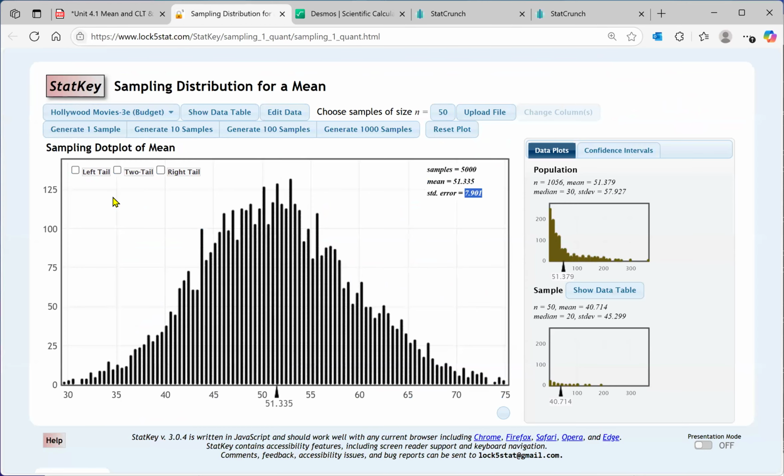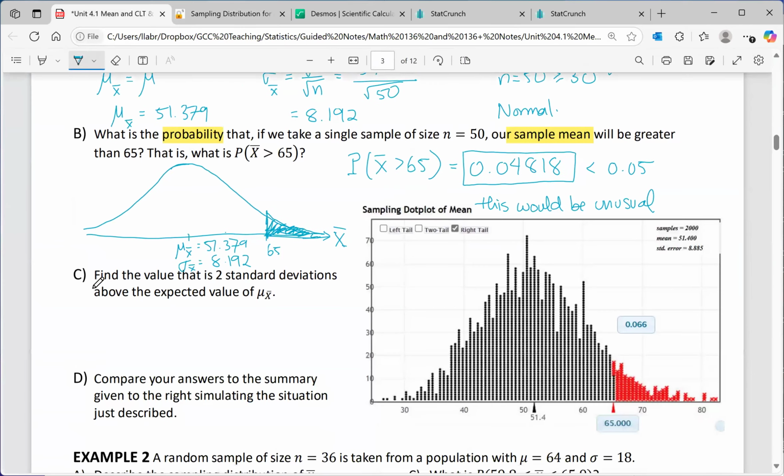So let me show you. Let me generate one sample. And notice that the one sample that I generated has a sample mean of 53.568. So I landed somewhere over here. You take another sample. Now your sample mean is 40. So you can keep generating samples. And notice none of them are greater than 65, because that is an unusual event. It should not occur.